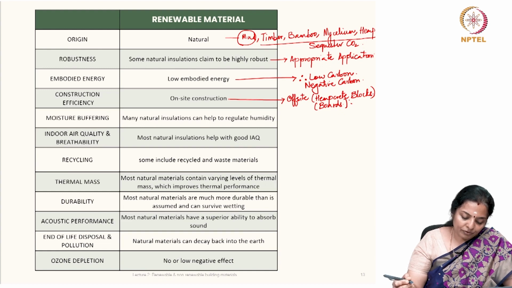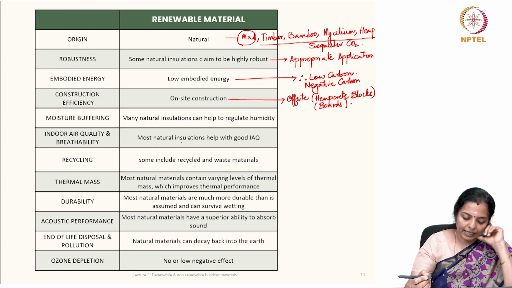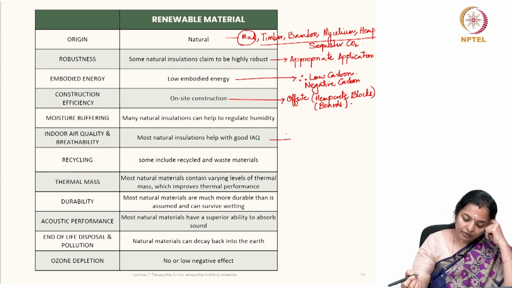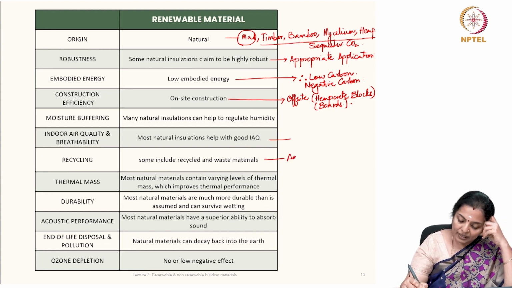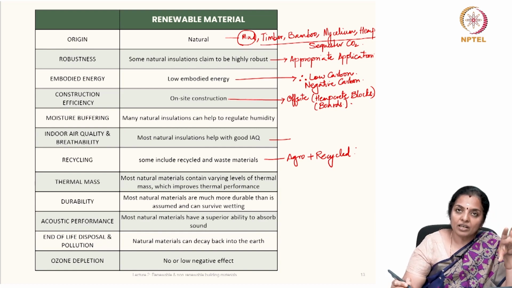When you see their moisture buffering capacity, many natural insulations can help to regulate humidity by absorbing moisture and releasing the moisture at the appropriate outside temperature. If you look at their indoor air quality and breathability, most natural insulation helps with good IAQ. They have odor absorbing capacity. Recycling: some include recycled and waste material. So, it could be a combination of agro-based material plus recycled material, making them an extremely green material and a material which is low on carbon.